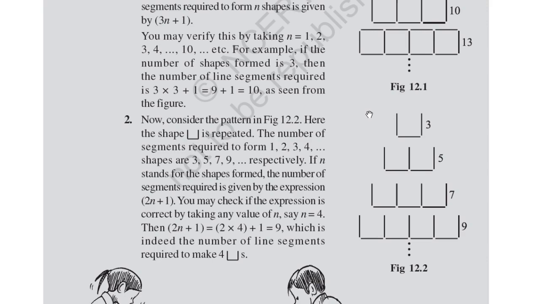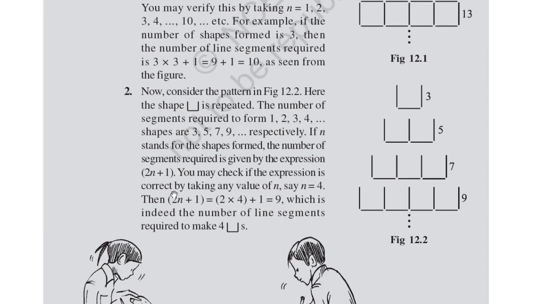Now you can consider the pattern as in figure 12.2. Here the shape like a U is repeated. The number of segments required to form 1, 2, 3, 4 shapes are 3, 5, 7, 9 respectively. If n stands for the number of shapes formed, the number of segments required is given by the expression 2n plus 1. You can check the expression by taking any value of n, say 4. Put n equal to 4, so you get 2 into 4 plus 1, which gives 9, which is indeed the number of line segments required to make 4 U's. So you can see here.